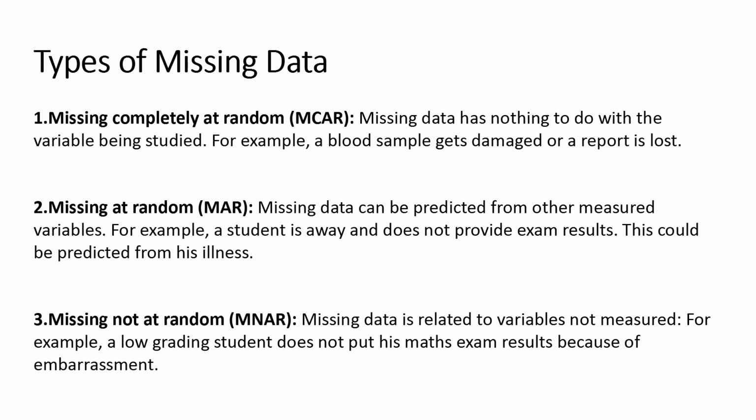There are three types of missing data: missing completely at random, where missing data has nothing to do with the variable being studied, for example a blood sample gets damaged or a report is lost; missing at random, where missing data can be predicted from other measured variables, for example a student is away and does not provide exam results. This could be predicted from his illness, which is recorded. Missing not at random, where missing data is related to variables not measured. For example, a low grading student does not put his maths exam results because of embarrassment, and embarrassment here is not measured in the dataset.